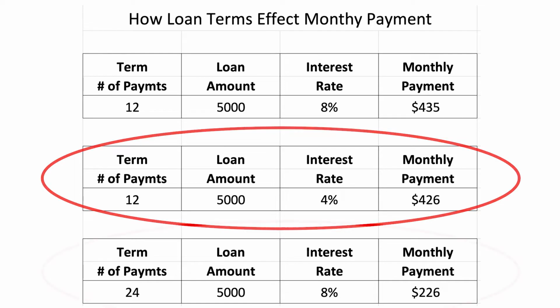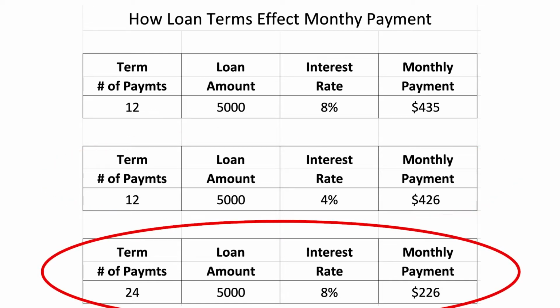But if you go down to the very bottom line, you see, again, they're borrowing $5,000 at the high interest rate, 8%, but they have 2 years to pay it back instead of one. And look what happens to the monthly payment. It goes down to $226. So again, we'll give you more information on how to do this, but you start to see that the rate, term, and amount will tell you what the monthly payment is.